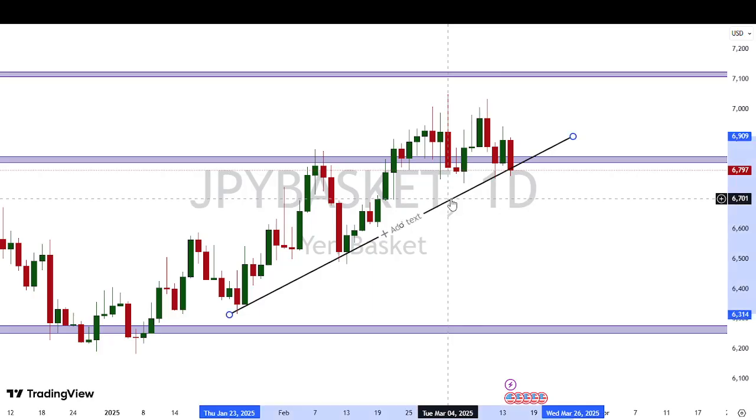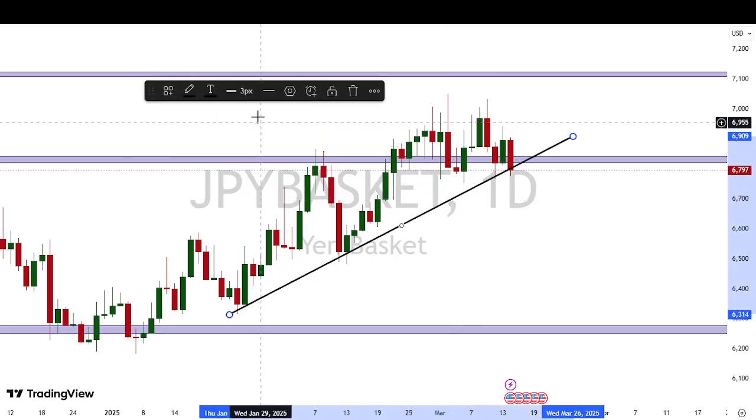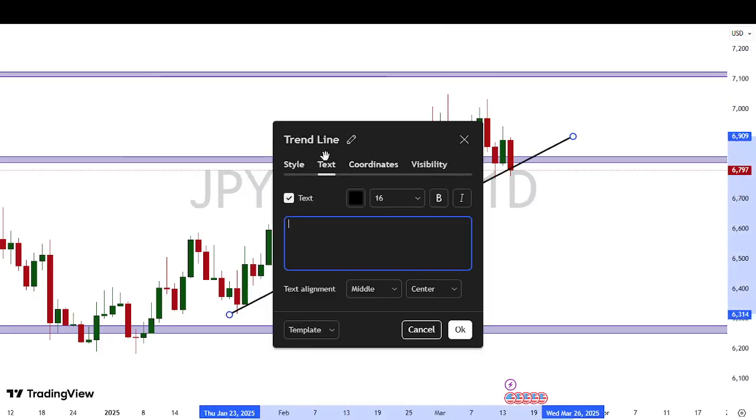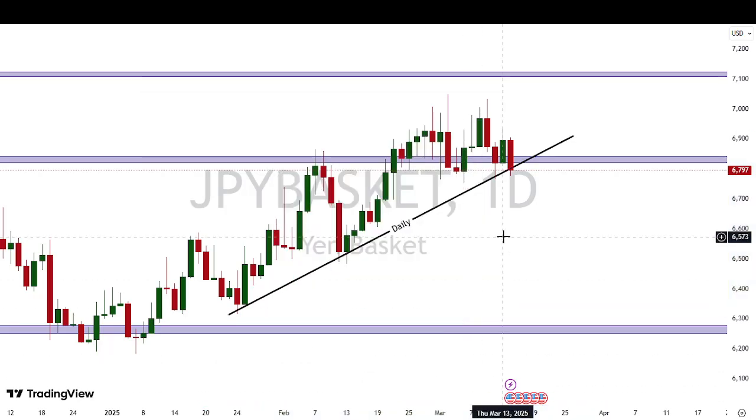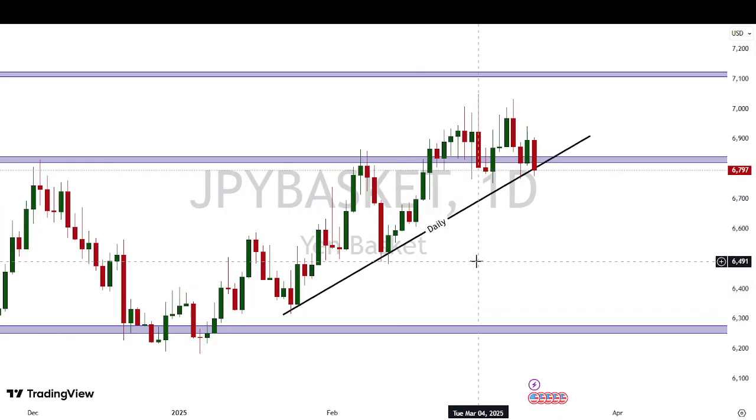Alright, let me mark that I saw this from the daily. I like to use this big one for the daily. Daily, so 1 day, that's what I saw. I like to mark trend lines and let me know that this trend line represents the daily. So I'll just use it for the daily. When I see it on the 4 hour, I don't use it, I use it for the daily.